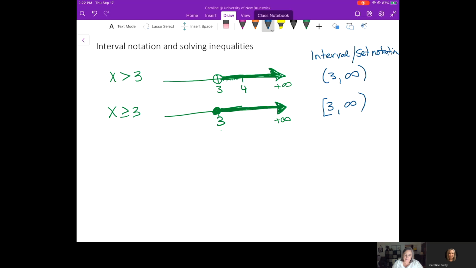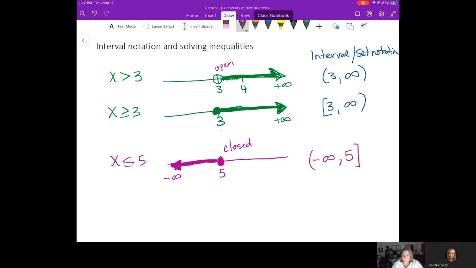Okay, so what about other inequalities? What if we said x is less than or equal to 5? So less than or equal to 5, here's 5. We want equal, so color it in. And we would call this a closed interval when it's colored in. All right, we say this is closed. When it's not, this is an open interval. And so in interval notation, this is negative infinity to 5, and we would go like that.